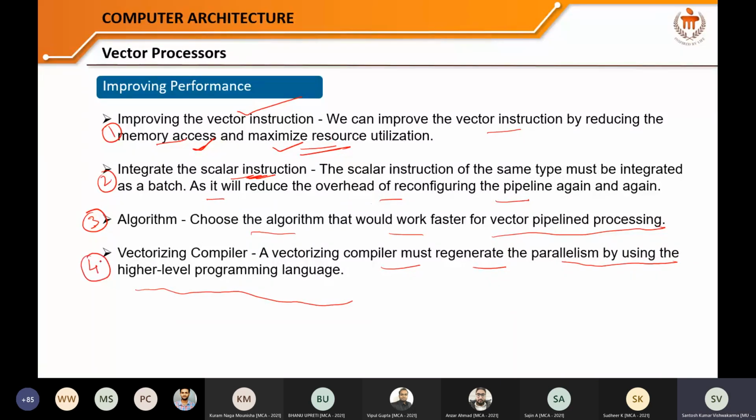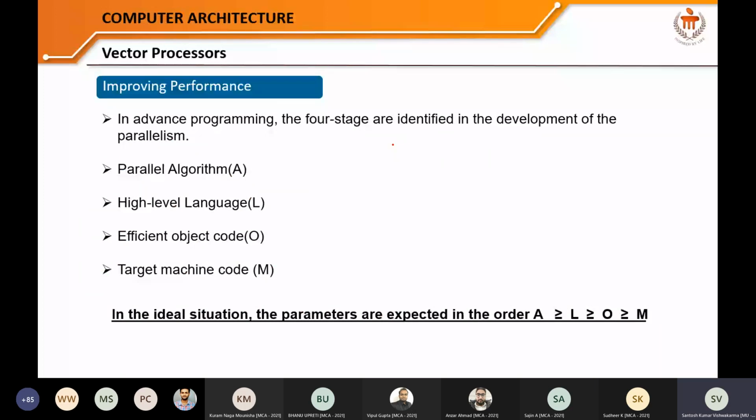It is a very important role of the compiler itself, how it is going to perform the vector operations. So as you can see, if we are going to improve the performance, in advanced programming level, four stages are identified in the development of parallelism. The first one is the parallel algorithm. Second is which kind of high level language you are using. Third is efficient object code, that is O. And next is the target machine code M. So we have seen four aspects: A, L, O, and M.